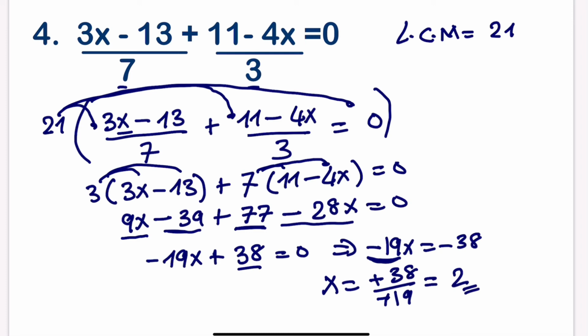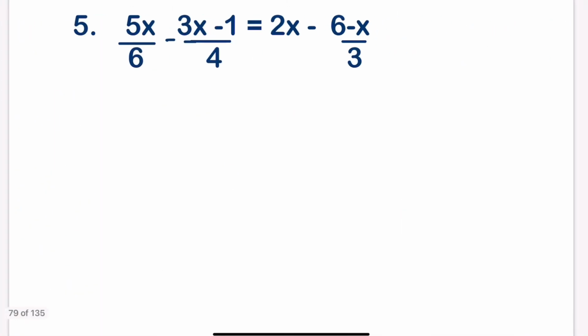Okay, let's look at the last question. In this last question, we have to look at the denominator first. So we have 6, 4, and 3. The LCM of 6, 4, and 3 will be equal to 12. So this means we are going to multiply all this equation times 12.